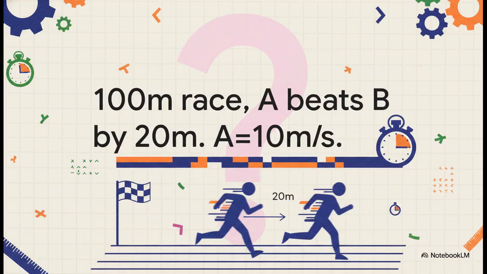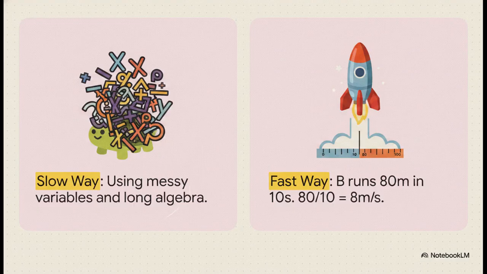Finally, we've got races. These scenarios are basically designed to induce panic. Let's say in a 100-meter race, runner A beats runner B by 20 meters. We already know A's speed is 10 meters per second, so how in the world do we find B's speed without getting completely lost in algebraic variables? Well, most people go the slow way, right? Writing out a whole paragraph of messy equations.